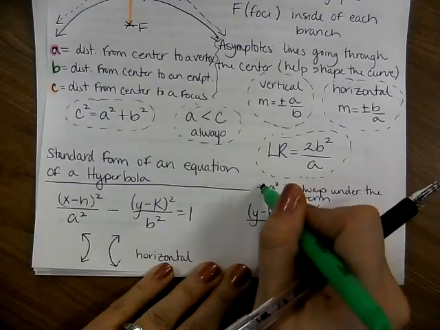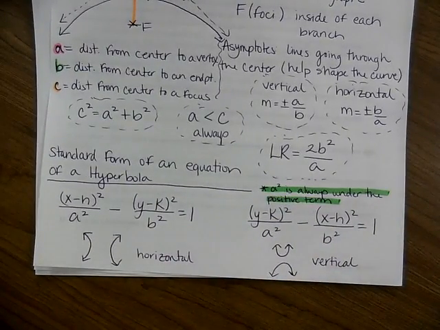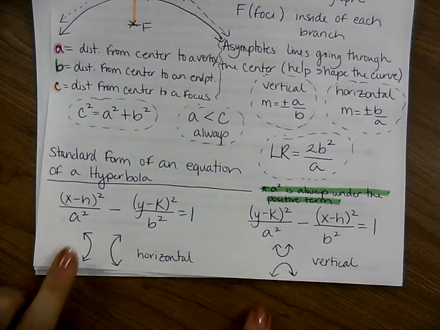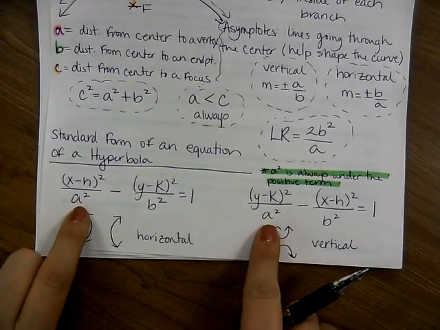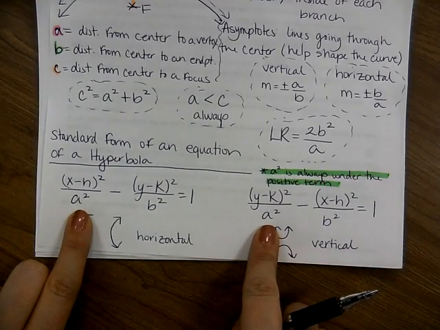Let's add this to the list of things to remember. A squared is always under the positive term. So whichever term is positive, you look under there and that's a squared. So that's how you always know what a is based on the equation. Okay?